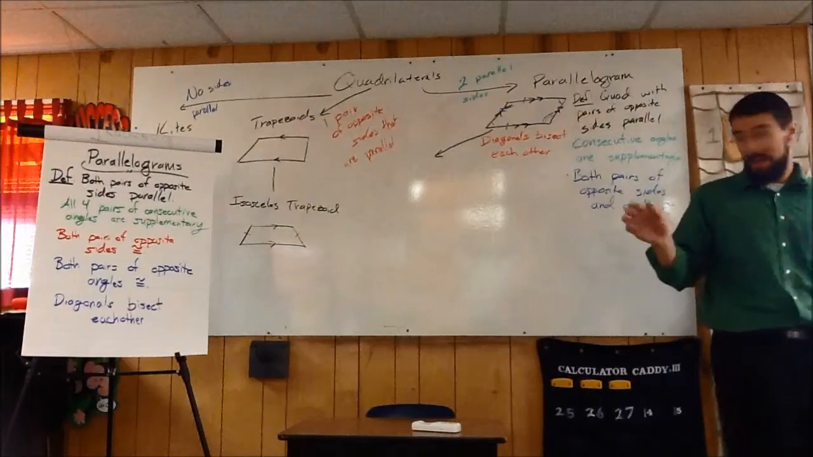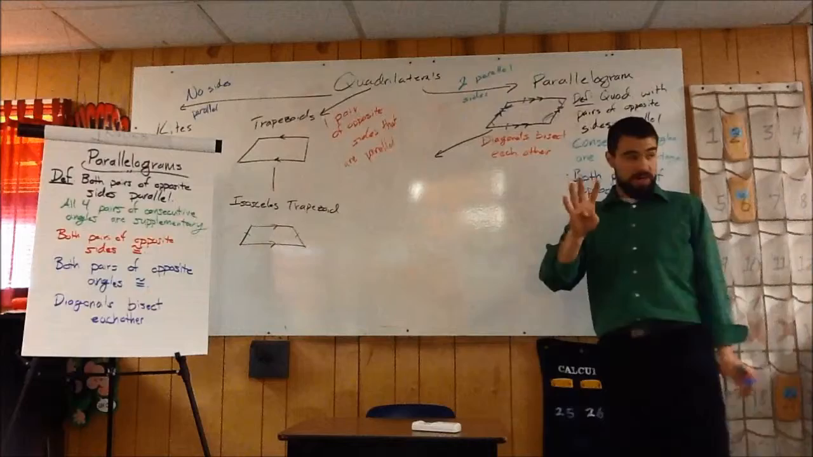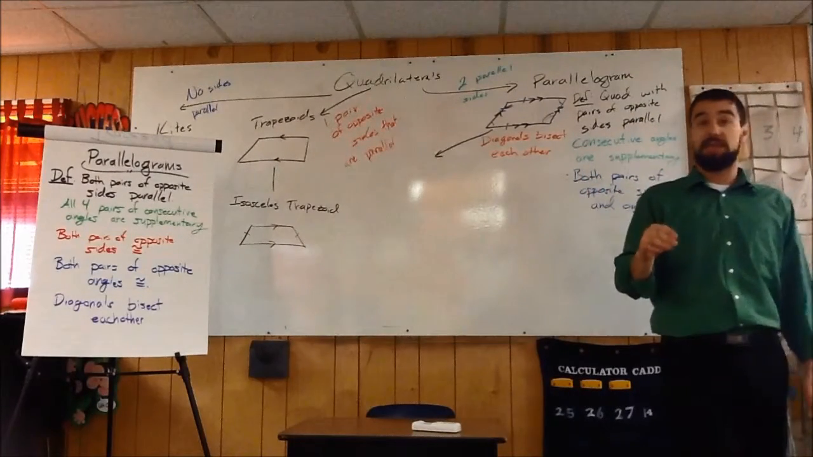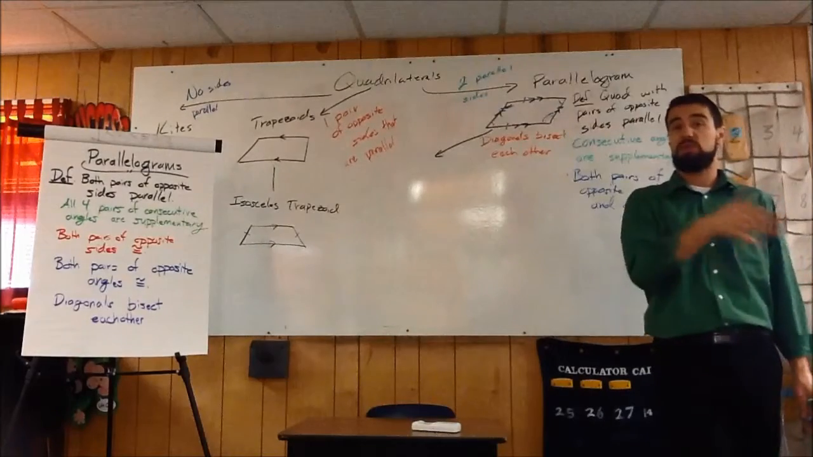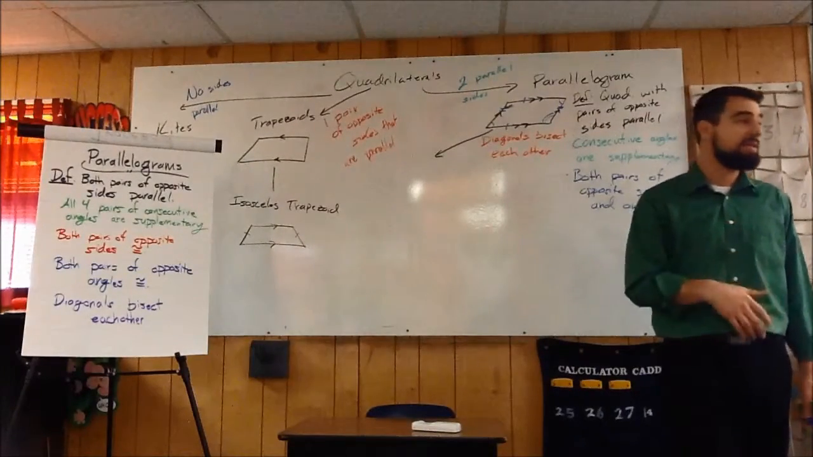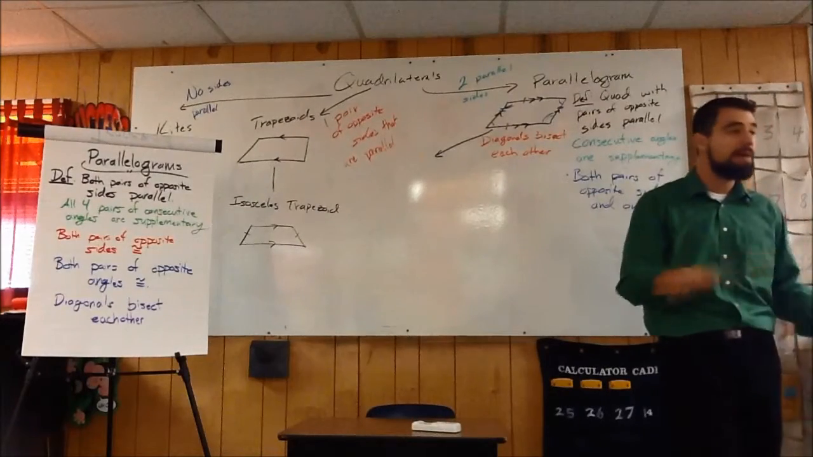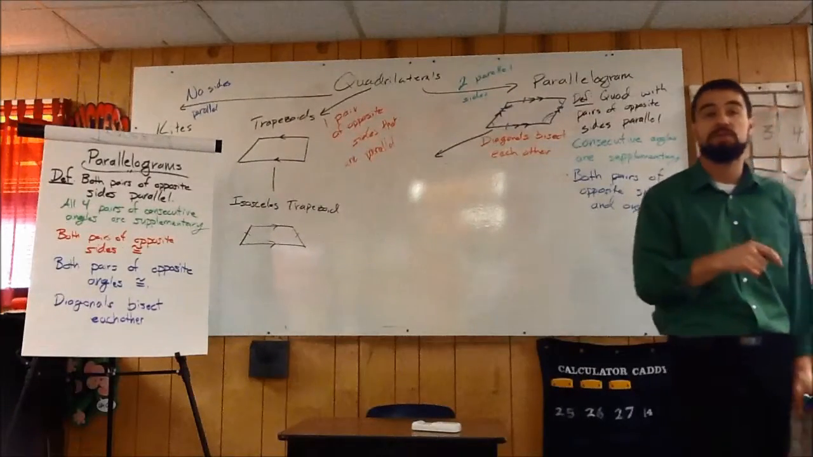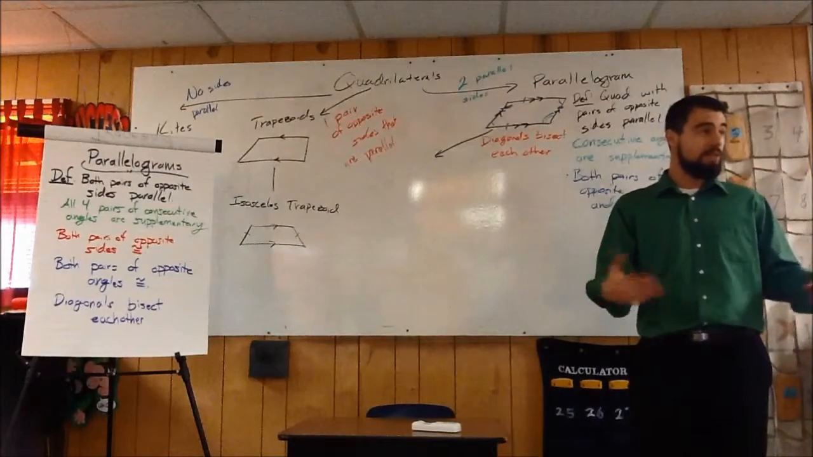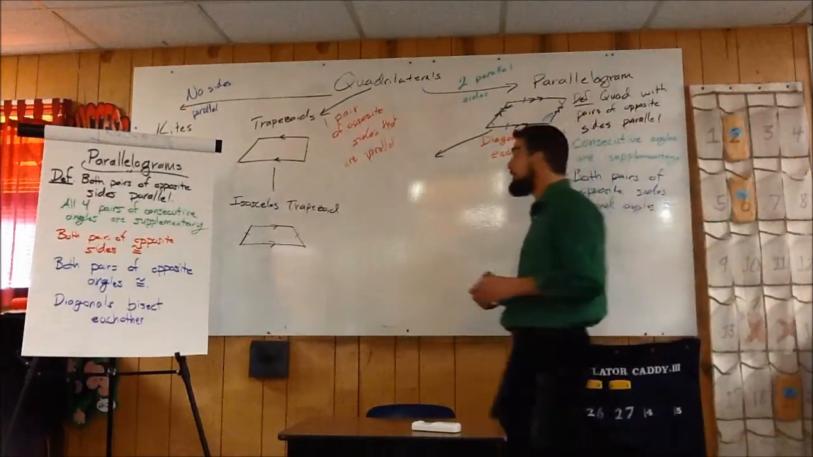Because for any quadrilateral, the 4 interior angles add up to be how much? 360. You get that by doing n minus 2 times 180. So 4 minus 2 is 2. 2 times 180 is 360. So your 4 interior angles will always add up to be 360 degrees in a quadrilateral. So if that has to be split up evenly 4 ways, that means each one has to be 90 degrees.